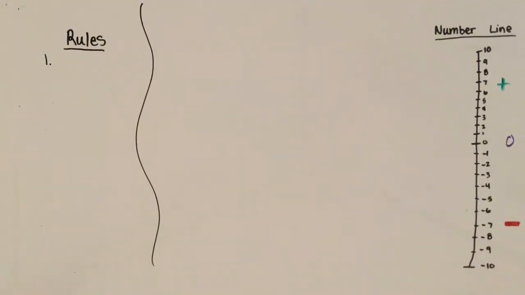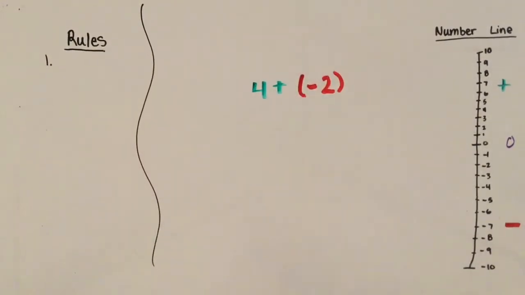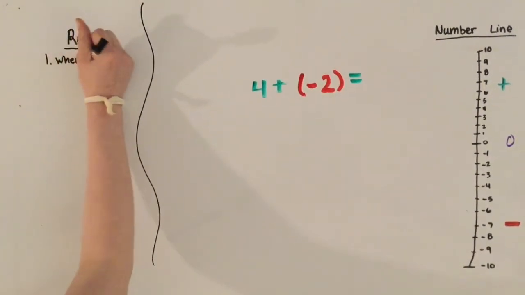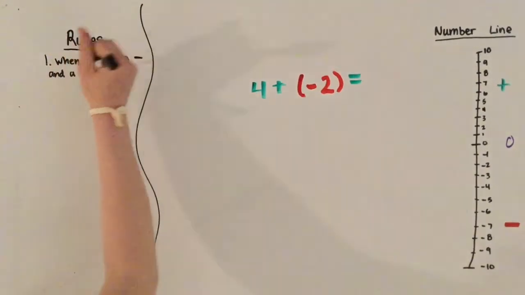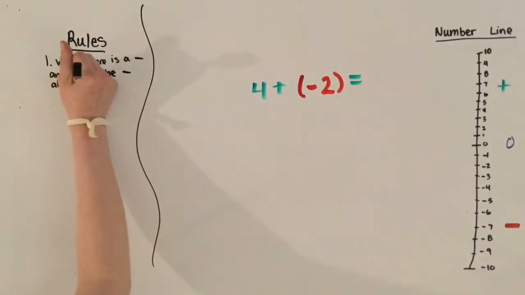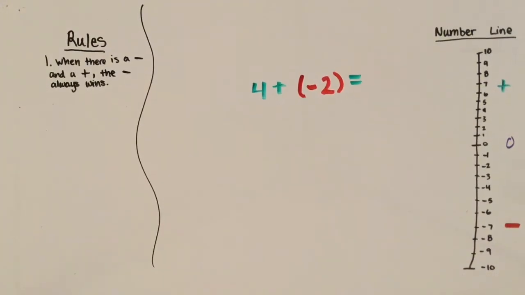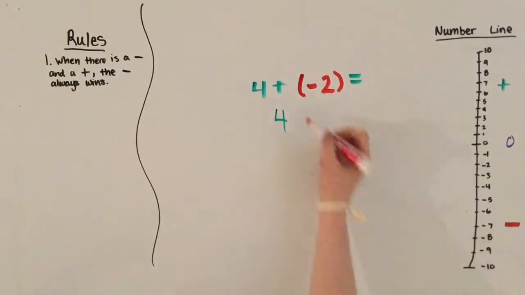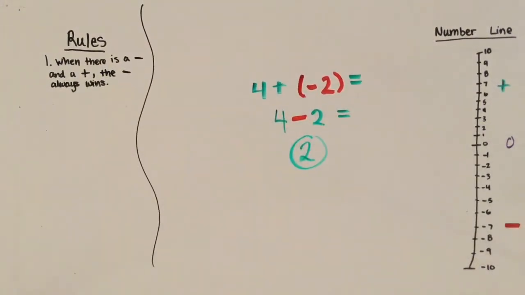Now that we know what positive and negative integers are, we can add them. Let's say we have a problem like this, positive 4 plus negative 2. When we have a problem with positive and negative numbers, there are rules. For example, in this case, the rule is when there's a positive sign next to a negative sign, the negative sign would always win. So, this problem would become 4 minus 2. And 4 minus 2, of course, would just be 2.